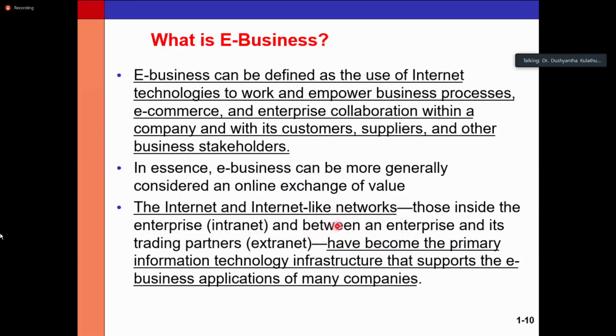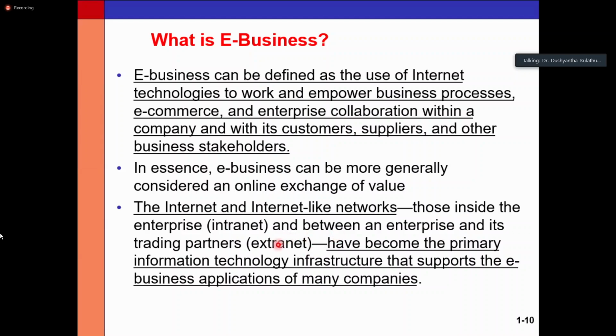So intranet, here it said those inside the enterprise. As I mentioned earlier, intranet is a network which is limited to employees within the organization. The outsiders will not have access to an intranet of an organization because it is a restricted network, a limited network for employees within the organization. Therefore, this can be accessed only by employees within the organization.